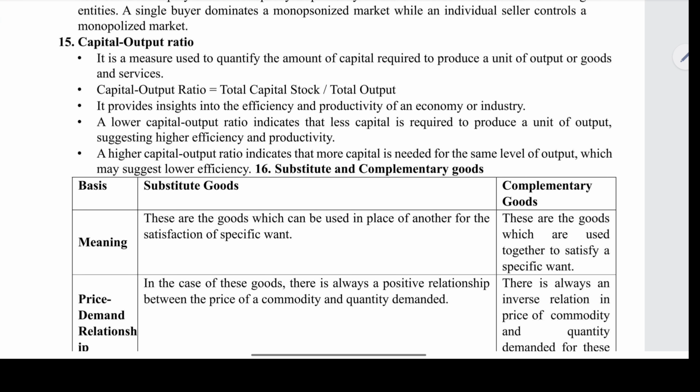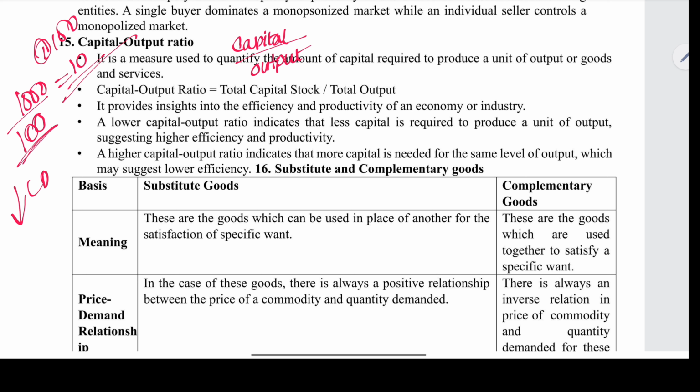Capital to output ratio, right? We have a capital. How much capital have I spent for getting an output? So I spend 1000 rupees and I get 10 output. So the capital to output ratio is 100. But if I get 100 output, the capital to output ratio will be 10, right? So the lower the capital to output ratio, we can tell that it is high productivity.